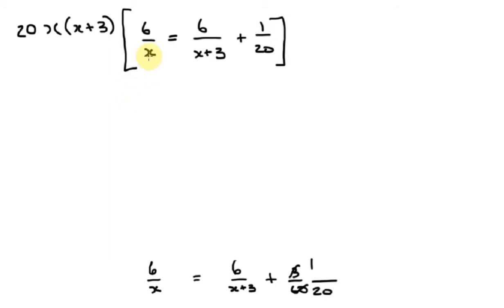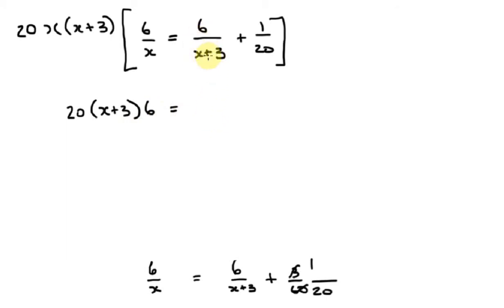Now this is cooked up so that all of these denominators should cancel. So my first term, the x on the bottom, cancels with the x that's out here, and that's going to leave me with the 20 and the x plus 3 and the 6. I guess I could write it over there. Okay, and we'll clean up that mess on our next step.